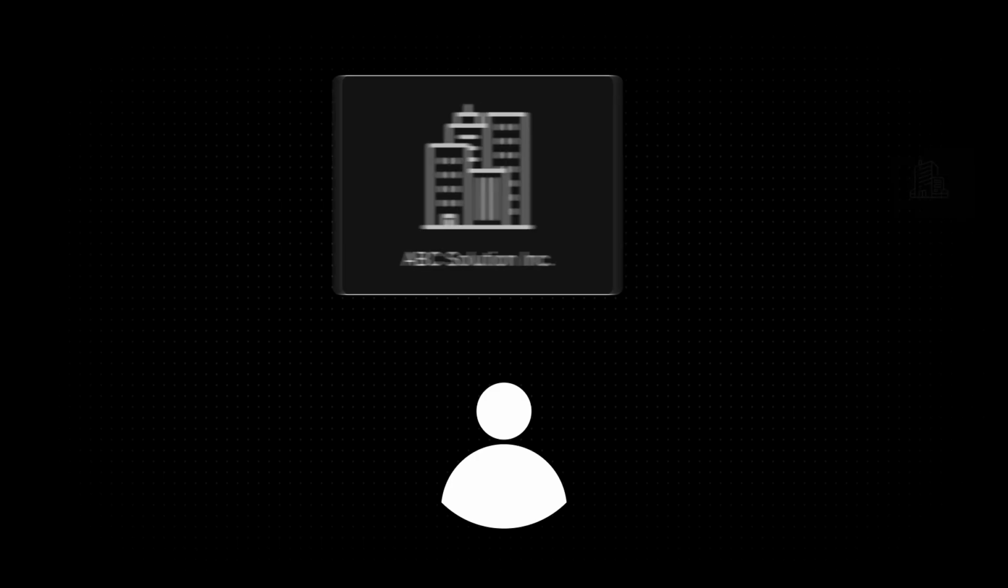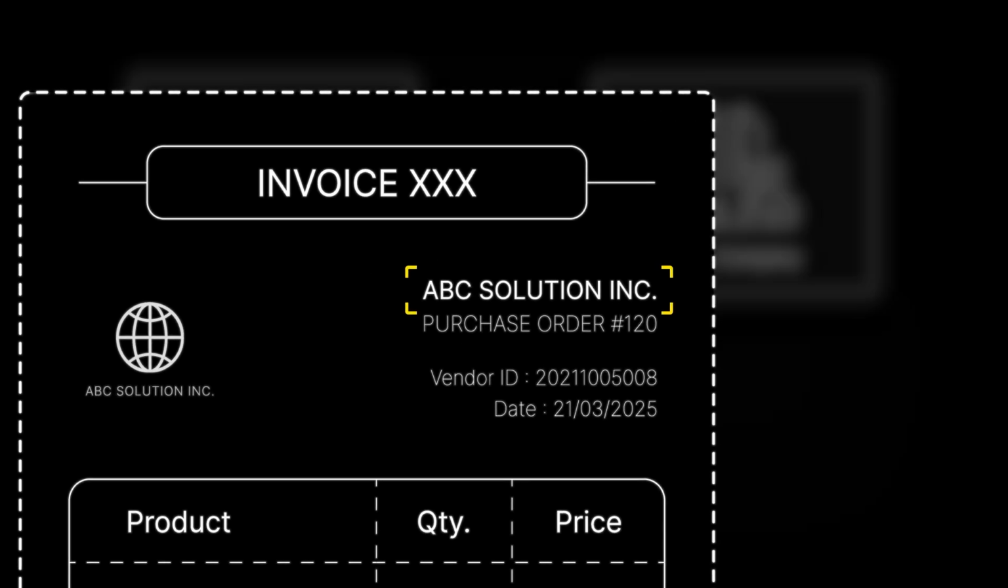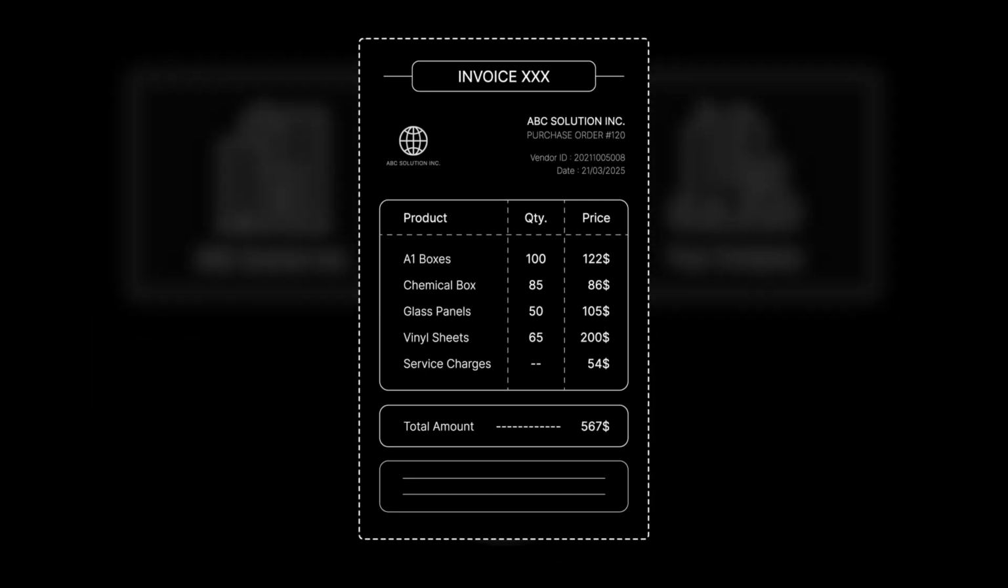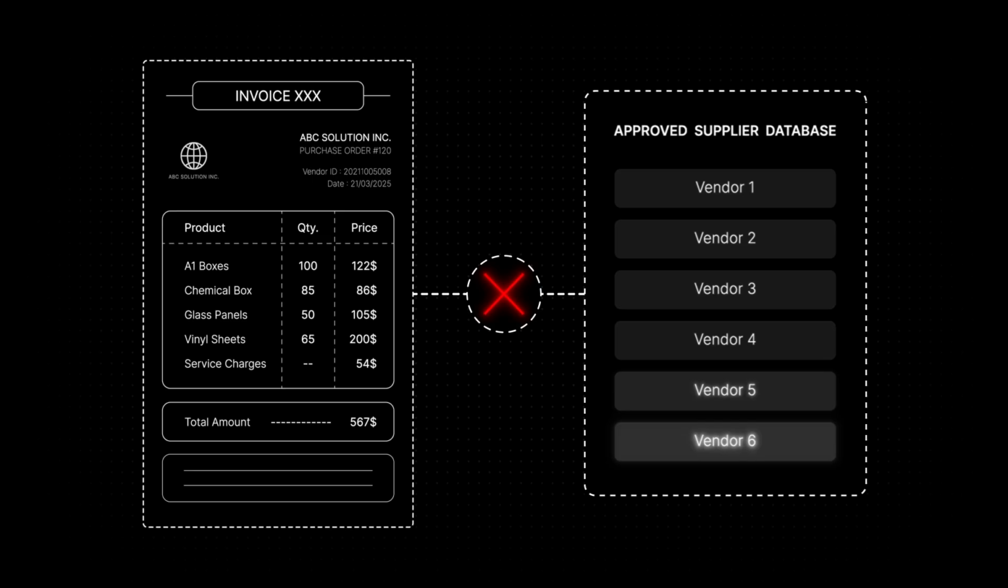Imagine this. A fake vendor identifies that ABC Solutions Inc. periodically sends invoices to your company. He submits a fake invoice with the account named ABC Solutions Inc. with the same logo and details. The invoice appears legitimate, but the vendor doesn't exist in the approved supplier database.